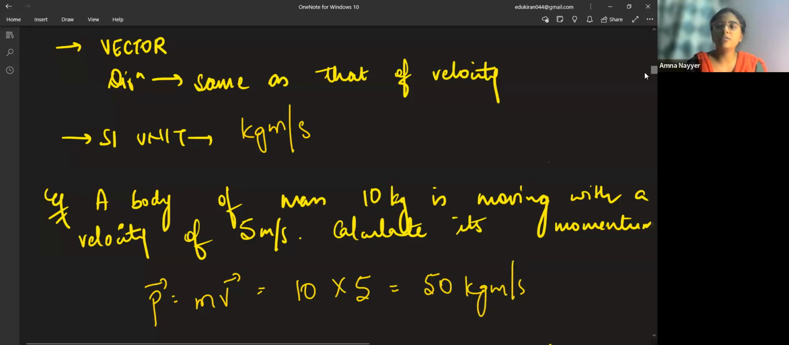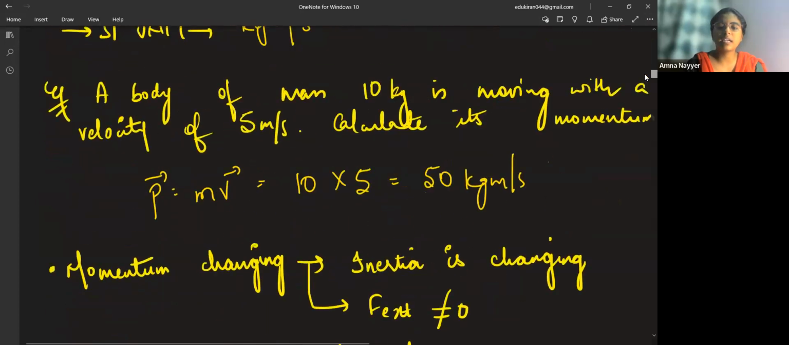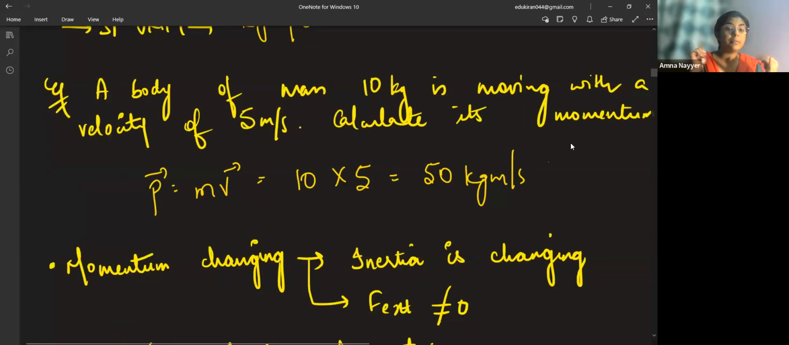This is how we have to solve all the questions regarding it. If momentum is changing in your object throughout the motion, the value of mass and velocity won't change. Velocity can even change, but the mass of the object doesn't change. If the mass of the object is changing, that makes a different theory, which you don't have to go into the details of. It means your inertia is changing.